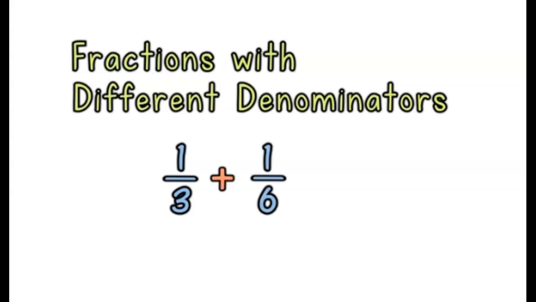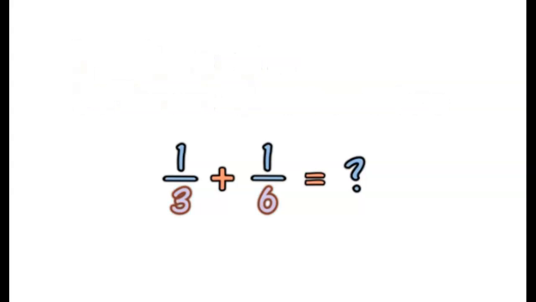1/3 plus 1/6 equals what? So, how can they be added? You need to make the denominators the same. But what should the new denominator be? One simple answer is to multiply the current denominators together. 3 times 6 equals 18.